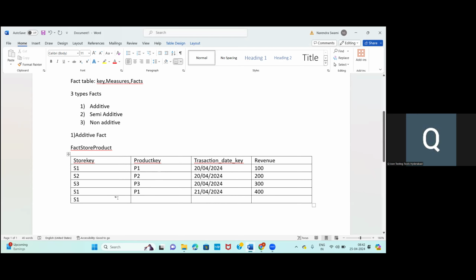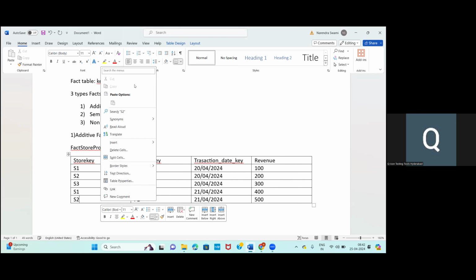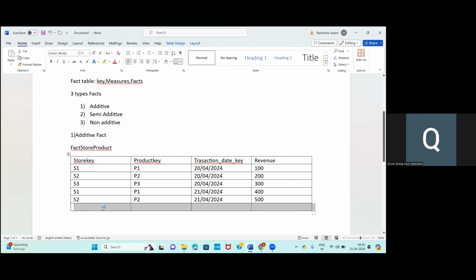So S1, sorry, S2, and the same P2 product. The transaction date is 21/04/2024, and the amount will be like 500. Okay, so I do have one more transaction on the 22nd. I'm just entering one more record here.